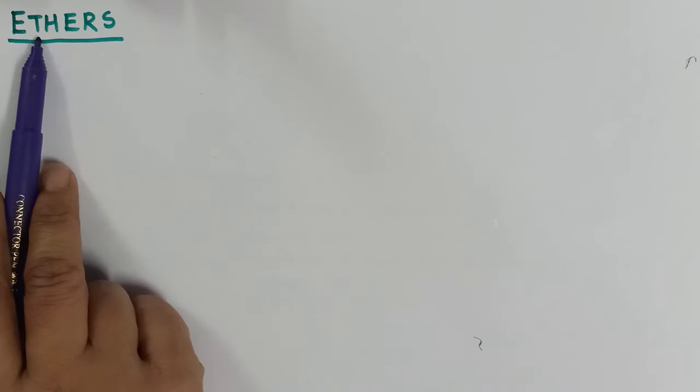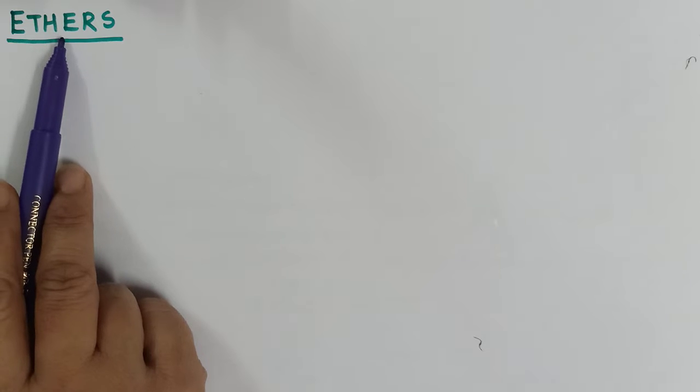Hello dear students. So today we are on the last part of the chapter alcohol, phenol and ethers. Till now we have studied about alcohols. In the last video we have studied about phenol. Today we are going to discuss the last functional group from this chapter, that is ethers.